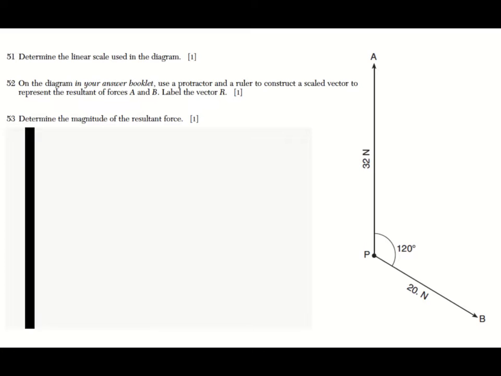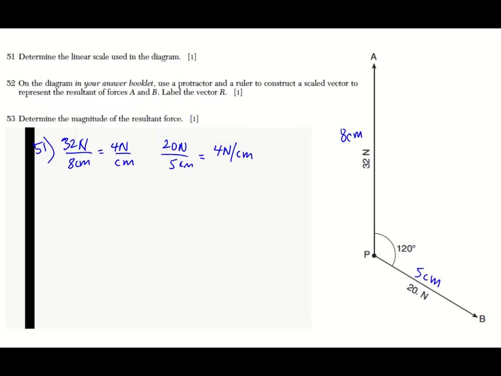This 32 newton vector comes out to 8 centimeters, whereas this 20 newton vector comes out to 5 centimeters if you measure them accordingly. Now, what both of these have in common, we need newtons per centimeter. So 32 newtons over 8 centimeters gets you 4 newtons per centimeter. The same thing with the 20 newtons for 5 centimeters. They both have the same scale of 4 newtons per centimeter. And that is your answer for number 51.